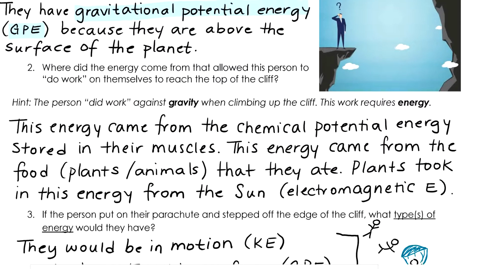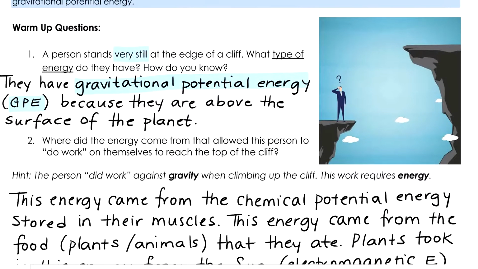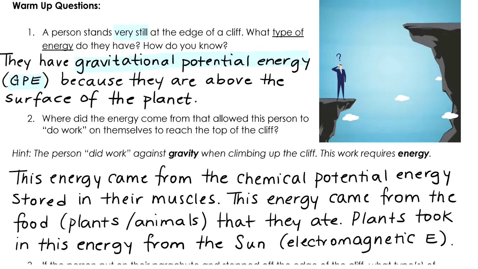So where did the energy come from that allowed this person to climb up the cliff? This energy came from the chemical potential energy stored in their muscles, which in turn came from the food that they ate, which all traces back to plants eventually, which get all of their energy from the sun, which is electromagnetic energy.